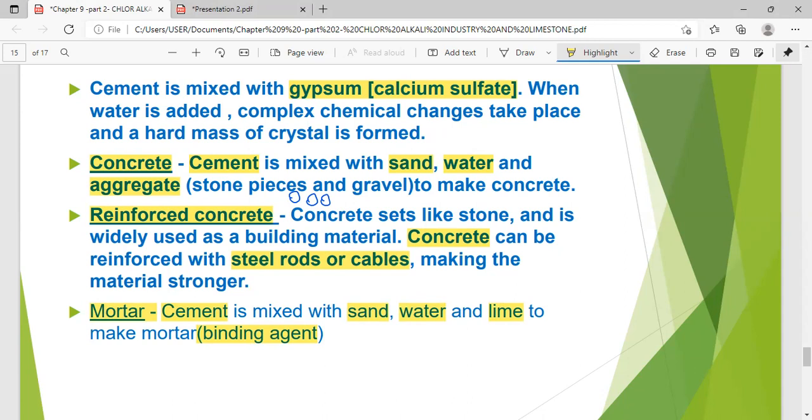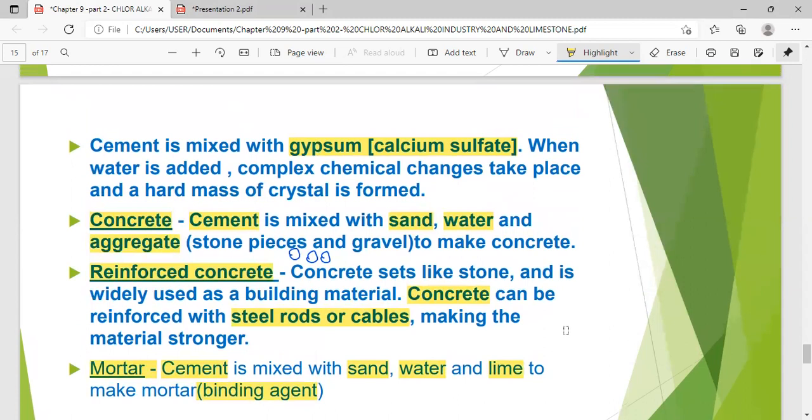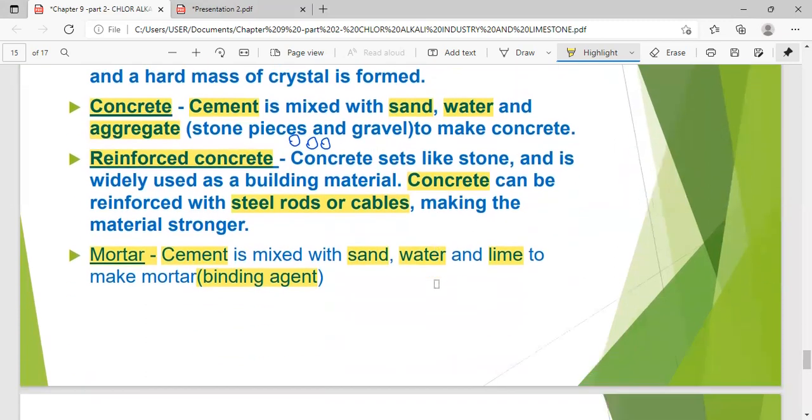So cement, concrete, reinforced concrete, and mortar are other building materials as well. You need to know what substances are present in cement and concrete and so on. You might not be asked to write an essay on this, but there are questions based on these building materials. So please study them.